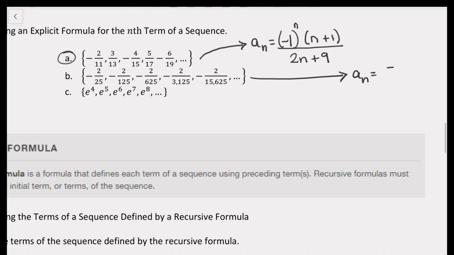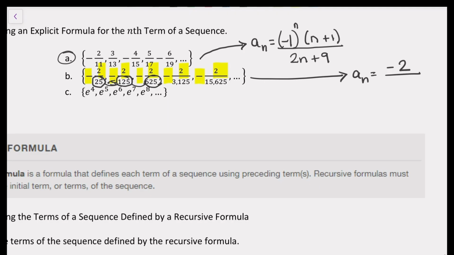There's a negative, and there's a 2 for every single one of the terms. If that's the case, then I can just put a negative 2. Now let's talk about the denominator. Here I get a 25, and then I get 125, and then I get 625. I can't just go, oh, that's a common difference, because it's not. But it does multiply by 5 each time.